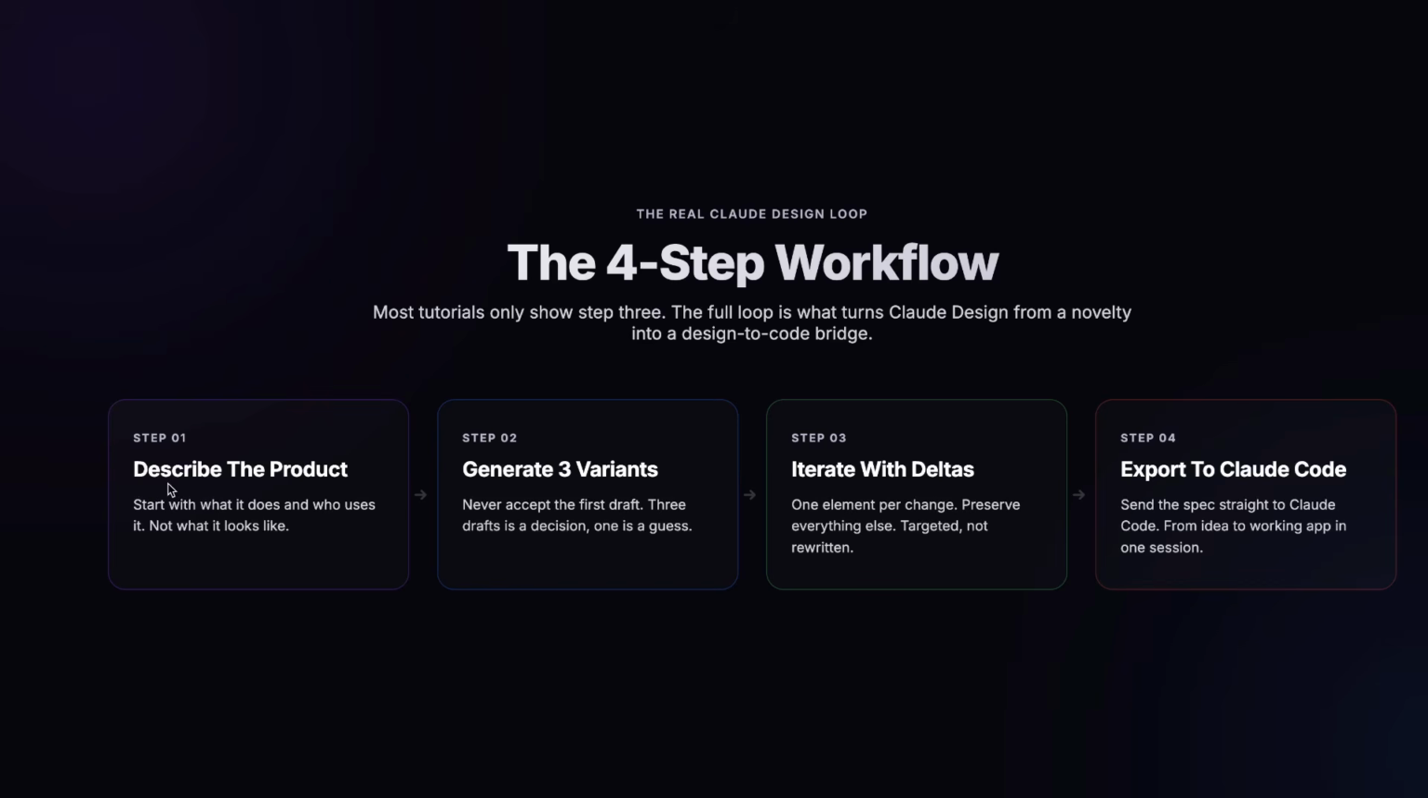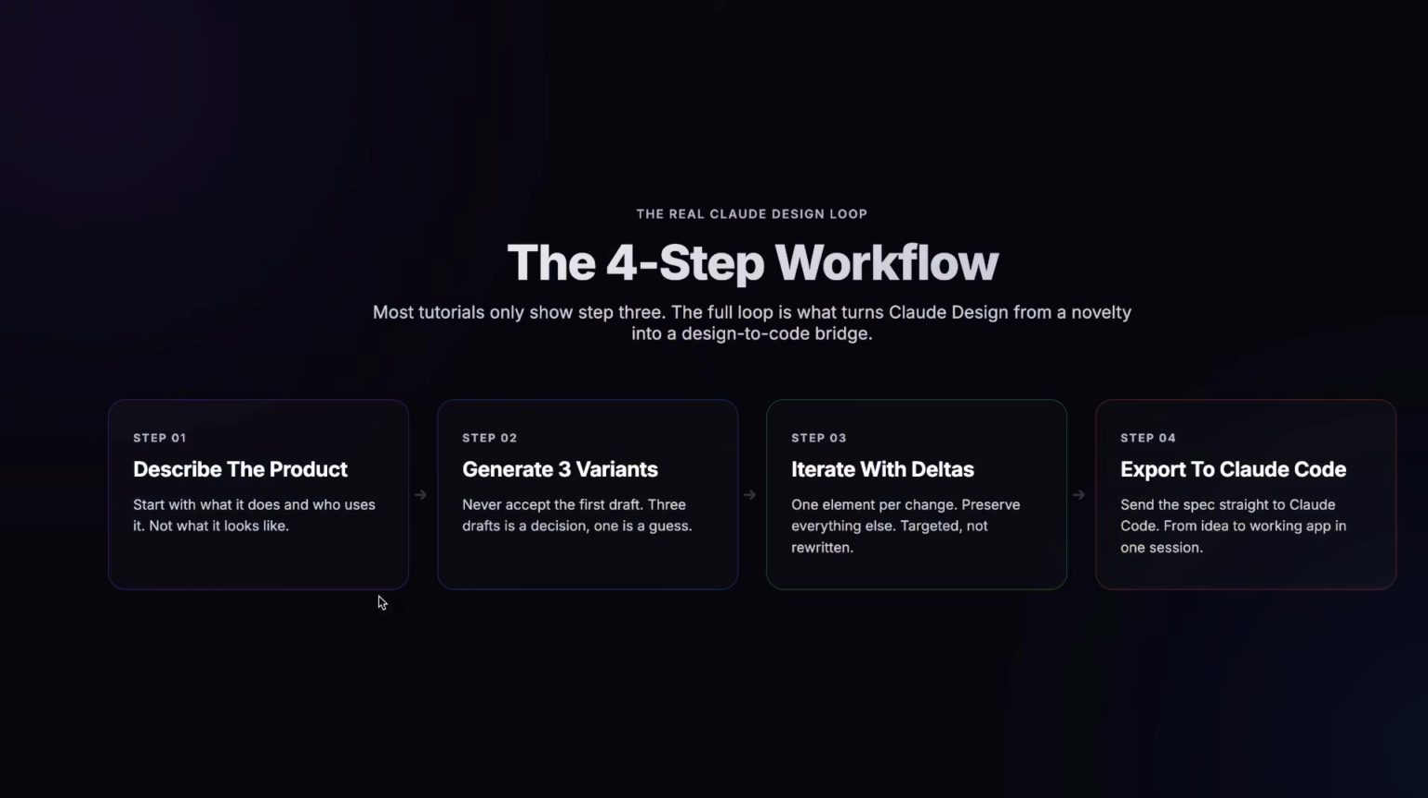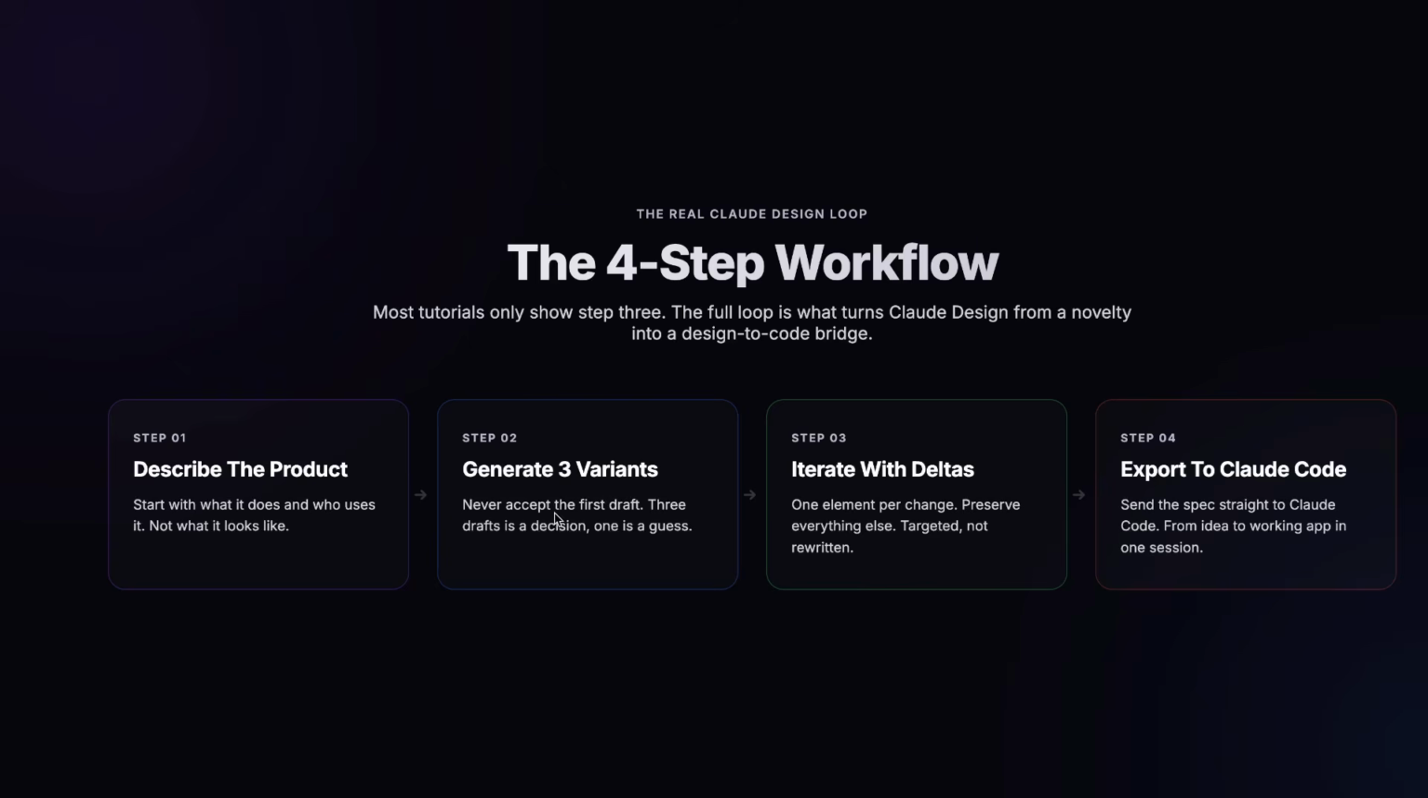You start by describing the exact product. Start with what it does and who uses it, not with what it looks like. I think this is a mistake that most people will make. Anyway, once you've done that, you generate 3 variants. Never accept the first draft. Drafts are a decision, one is just basically a guess.